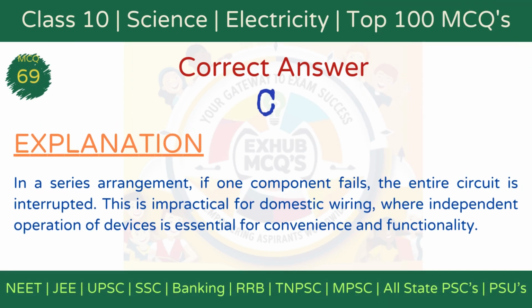The correct answer is option C. Failure of one component affects all. Explanation. In a series arrangement, if one component fails, the entire circuit is interrupted. This makes it unsuitable for domestic wiring, where independent operation of devices is necessary.